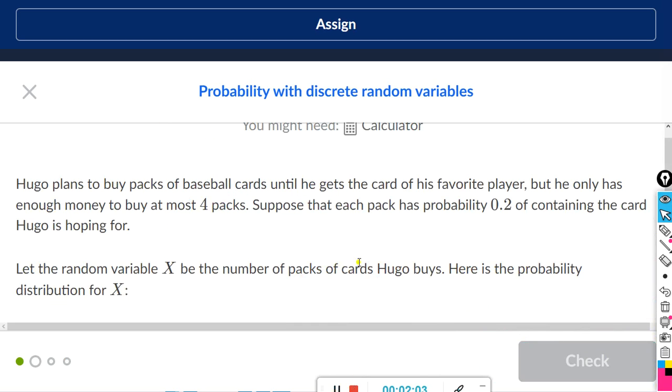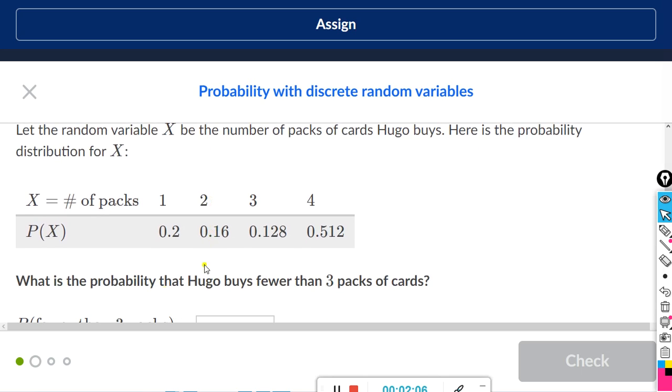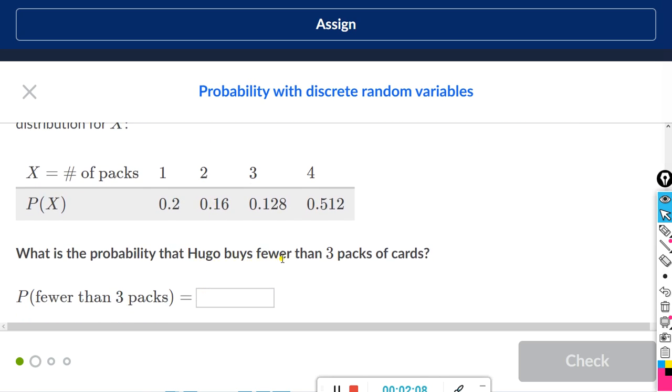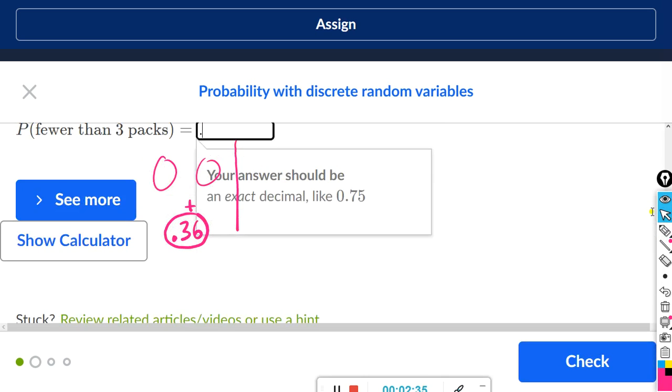Same write-up here, same table. What is the probability that Hugo buys fewer than 3 packs of cards? So it has to be less than 3. It's either going to be 1 or 2, and we just add 0.2 plus 0.16. That's going to be 0.36. Click inside the box and type 0.36.